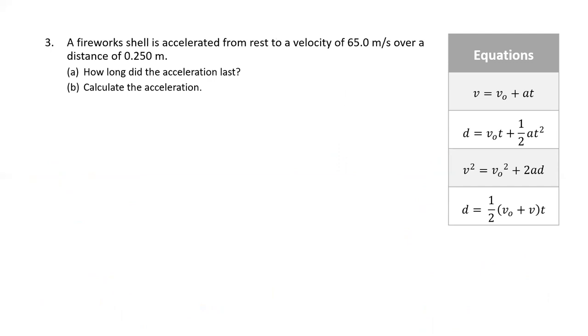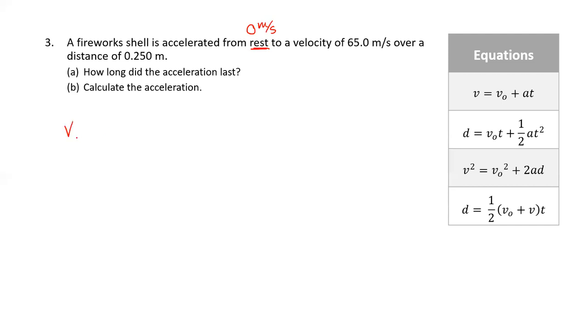All right, next question. This one's a little shorter for us. A fireworks shell is accelerated from rest to a velocity of 65 meters per second over a distance of 0.25 meters. How long did the acceleration last? And then calculate the acceleration. Now, as you read the question, there's some information. When you see the word rest, if something is at rest, you know that the speed of it is 0 meters per second. So let's list our variables.